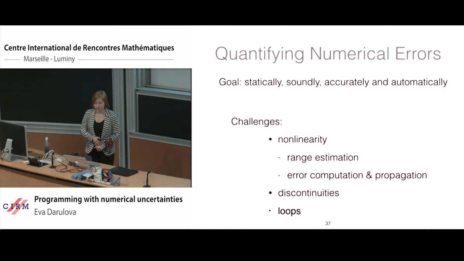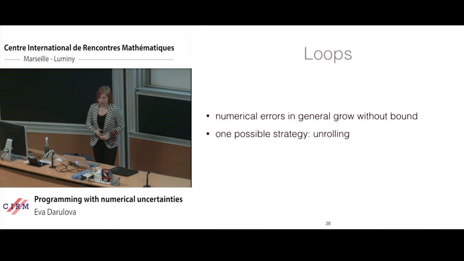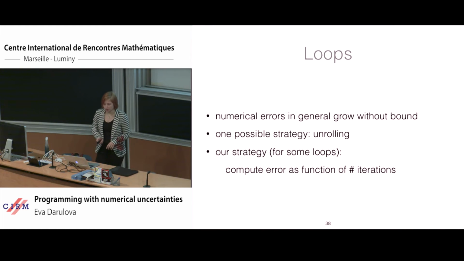Okay. So then the programming languages person will come back to you, well, what about loops? So the trouble with loops is that in general the numerical errors will just grow with every iteration. With every iteration you will just add some more errors, so you cannot find an absolute error bound in general. One possibility is if you have a fixed bound on the number of iterations, you can use unrolling, which may or may not scale depending on the computation.